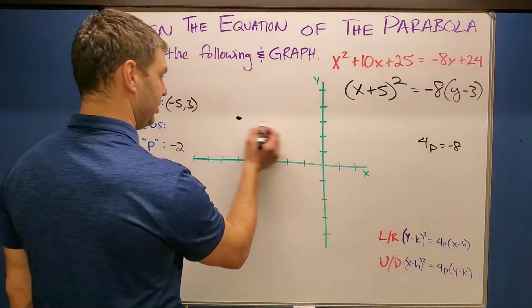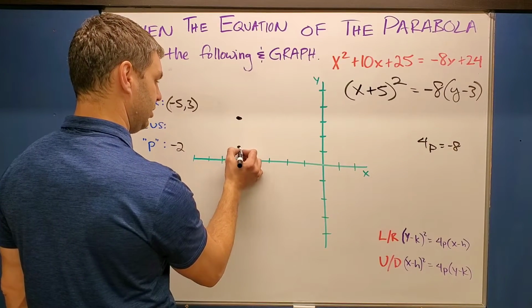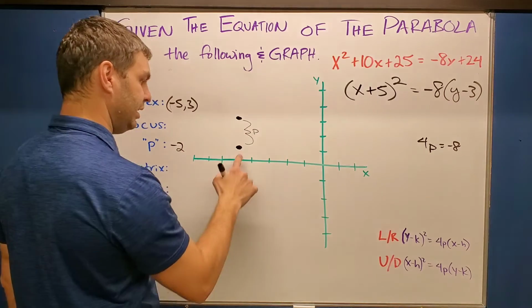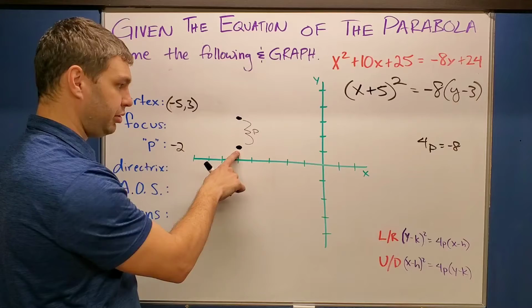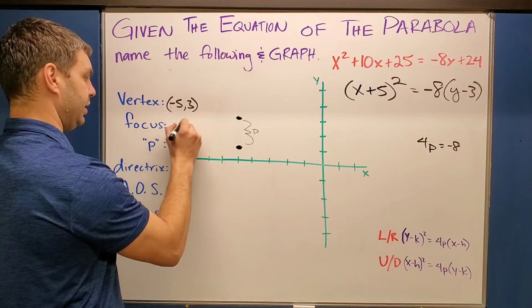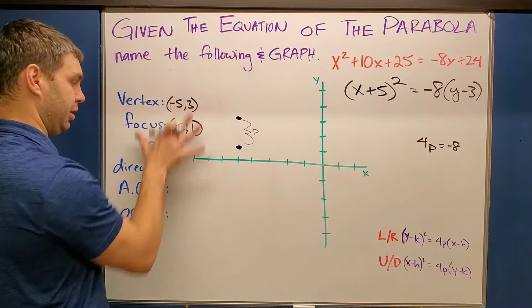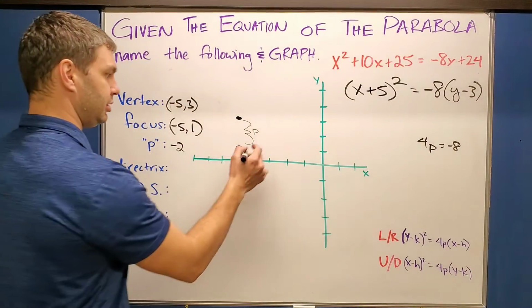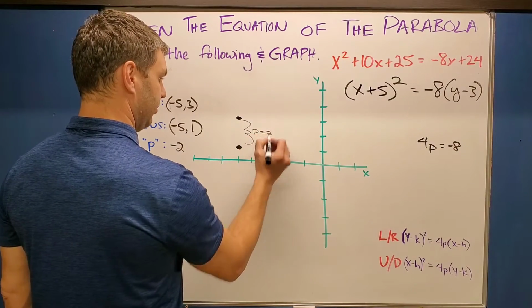So I'm going to go down, and the distance in between those is actually what p is. The spot that I just drew here is actually the focus, and that's the point -5, 1. We found another part: our focus. That value is p.